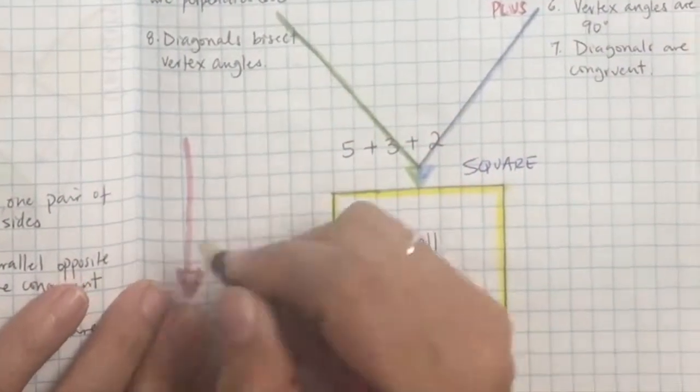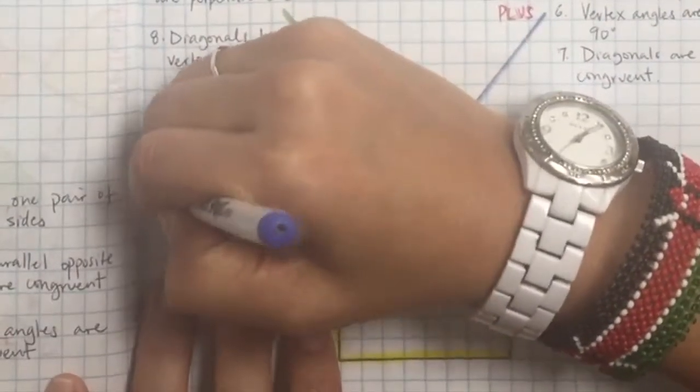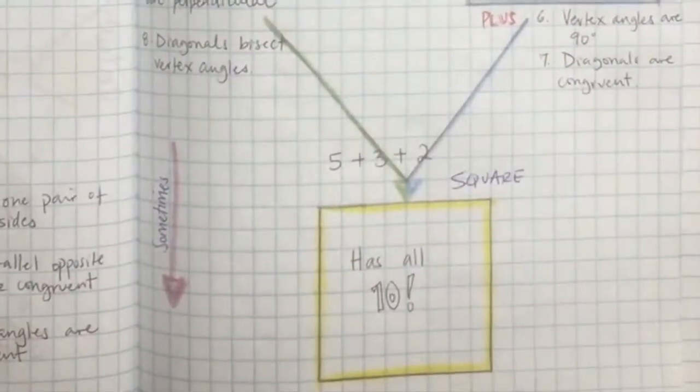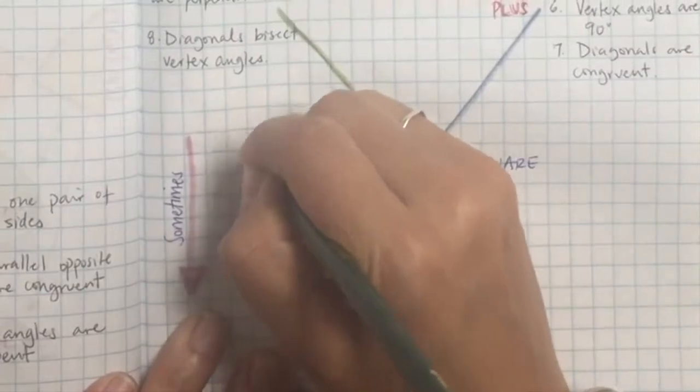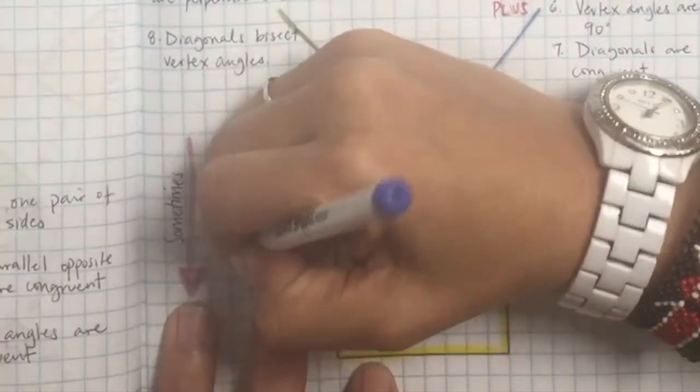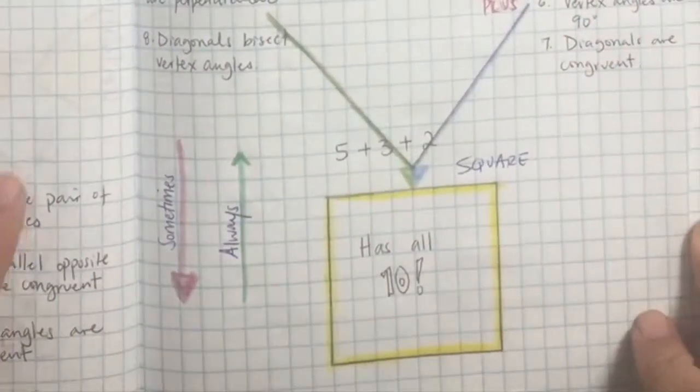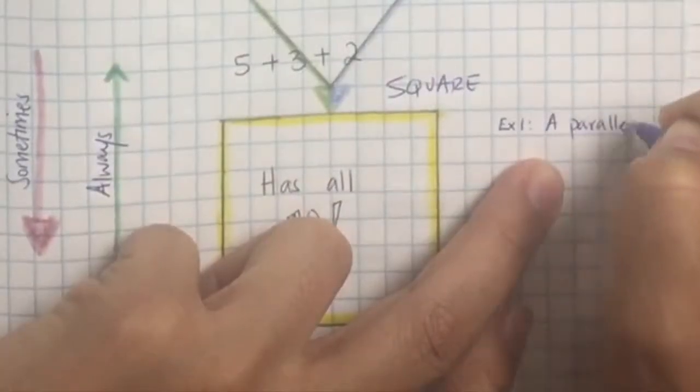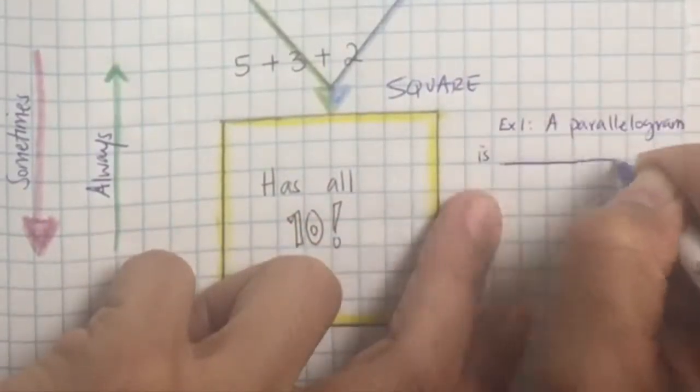One last final thing, you need to remember if you're going down this family tree, it's always going to be sometimes. If you're going up, it's going to be always. And I'm going to explain that to you. But we're going to take a look at a question so I can tell you how to answer these. So let's take a look at an example. A parallelogram is blank a square.